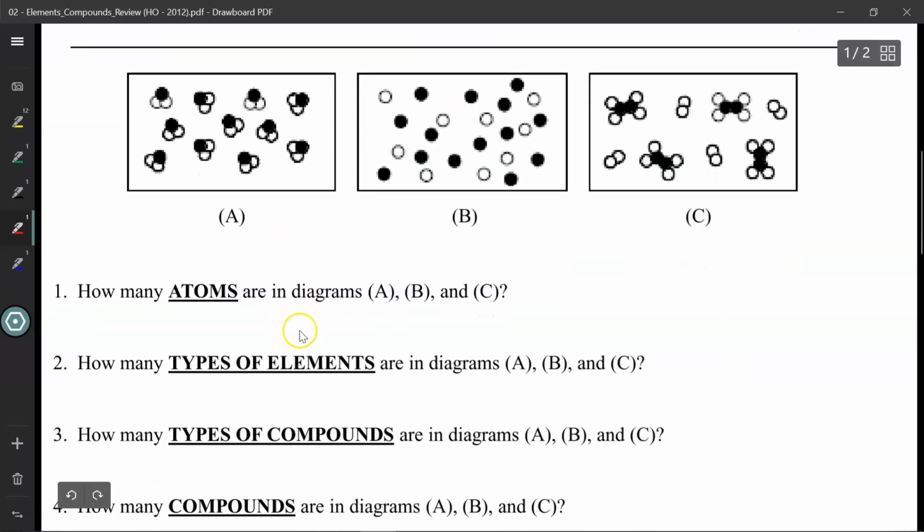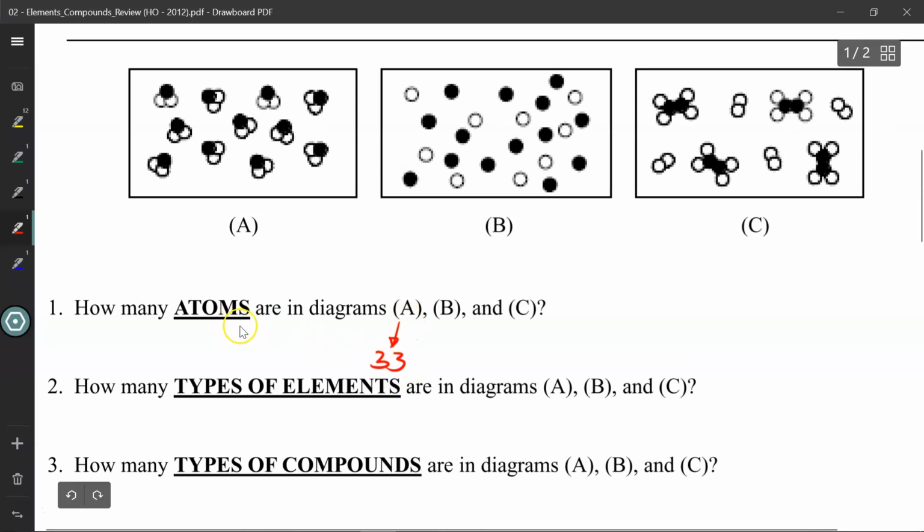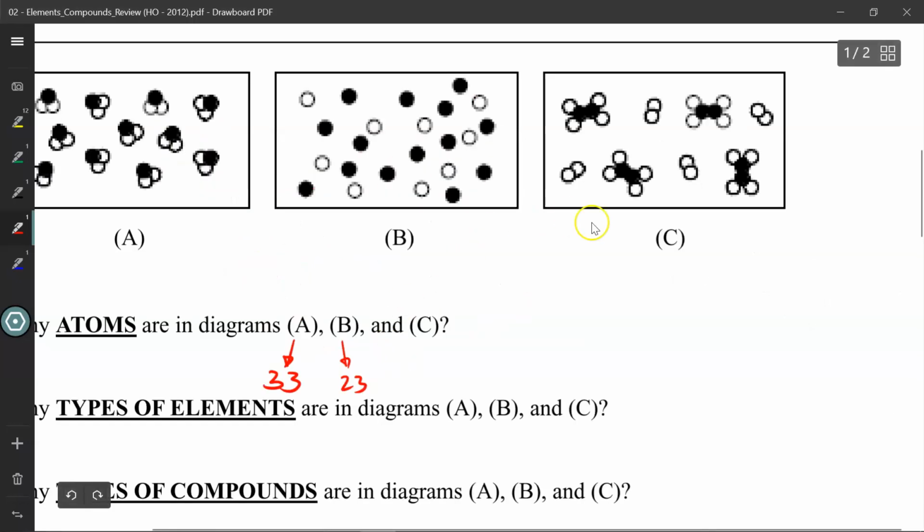Now if you look at this example down here, how many atoms are in diagrams A, B, and C? Well, here I have 3 atoms in this particular particle, and there are 11 of these particles altogether. So 3 times 11 makes 33 atoms. In part B, there are 2 types of atoms, so we're just going to count them all, and we have 23 of them. And then in C, we have 2 atoms in this particle, but 6 atoms in this particle. So 2, 4, 6, 8, plus 6 and 6 and 6 and 6, and that gives us 32.